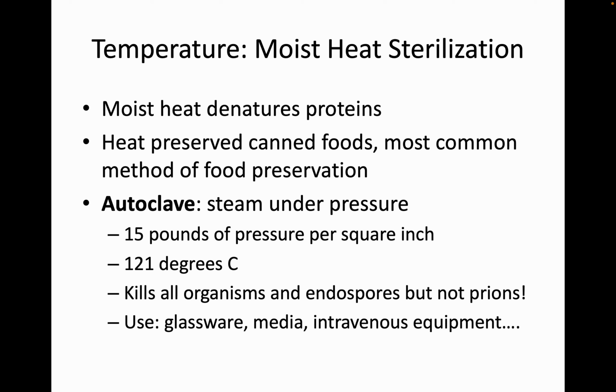An autoclave is like a pressure cooker on steroids. We use them in both laboratory and medical settings to clean equipment, media, glassware, anything that can handle the heat and pressure. And the pressure and heat are intense. We're talking like 15 pounds of pressure per square inch and 121 degrees Celsius. It kills all organisms and endospores, but not those infectious proteins, prions.